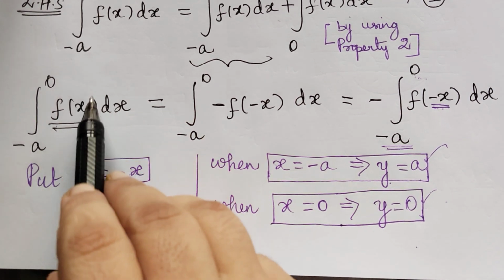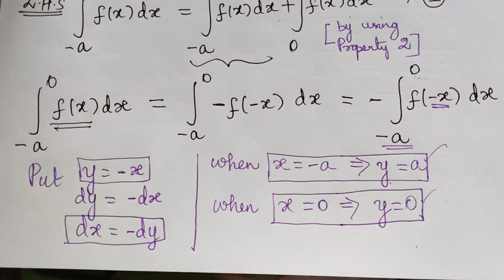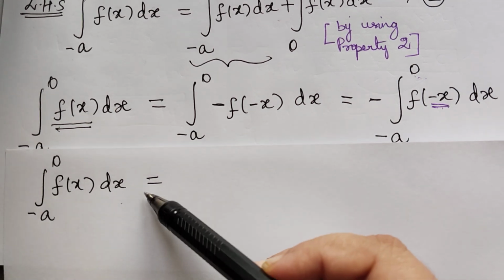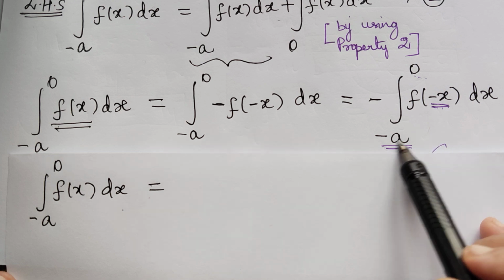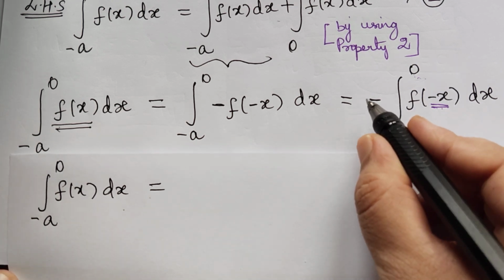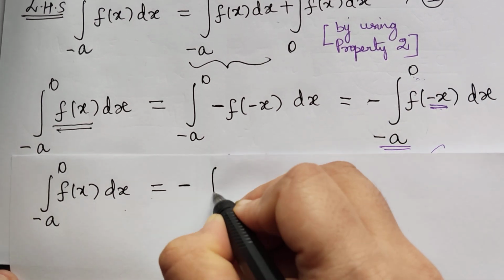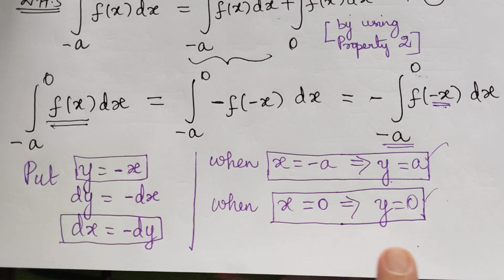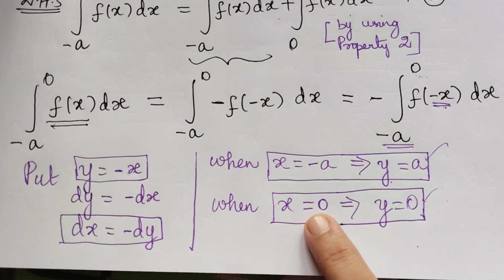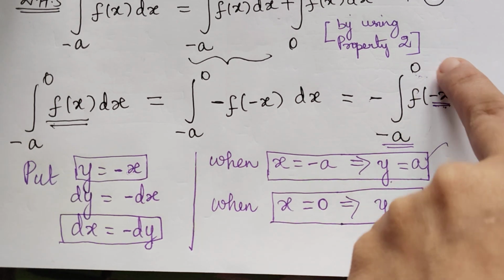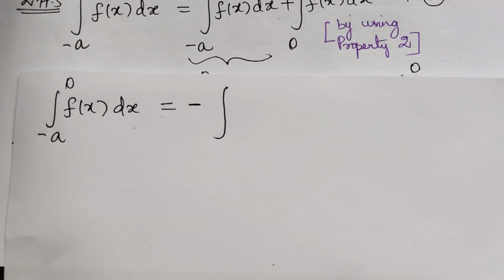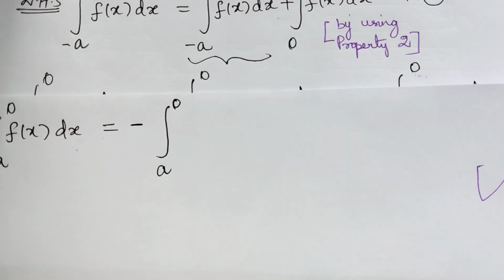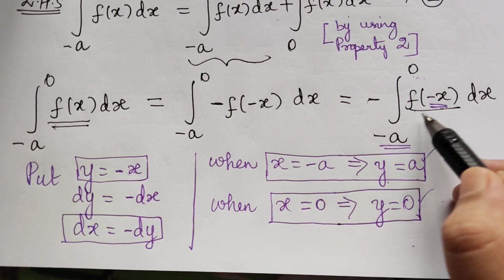I will take this integral and write it. The integral from minus a to 0 of f of x dx is equal to, first we have a negative sign, so minus integral. Now, we have made a substitution. After making the substitution, the lower limit that we have obtained is a and the upper limit is 0. So, these limits will be changed, and we get the lower limit as a and the upper limit as 0. And then we have f of minus x.